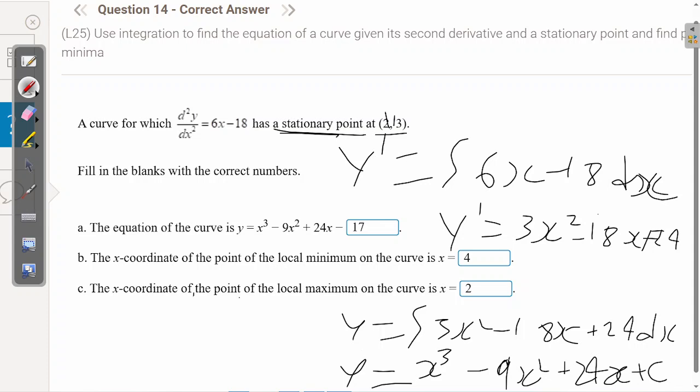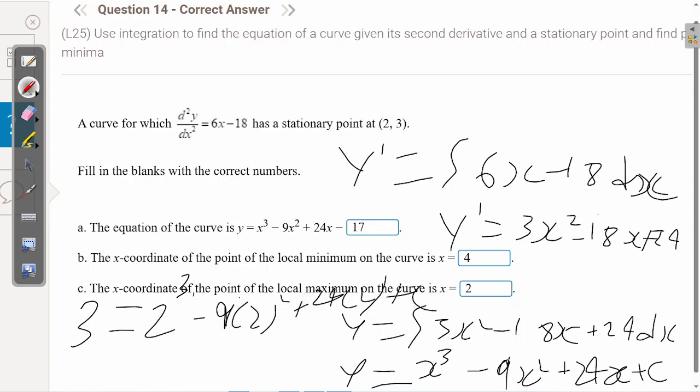Okay, and now we do the same thing, we try to find c. They gave us that it's at (2, 3). So we can substitute y by 3 and x by 2. So 3 is equal to 2 cubed minus 9 times 2 squared plus 24 times 2 plus c. So what do you get? 2 cubed minus 9 times 2 squared. So you get 3 equals c plus 20, so c equals negative 17.